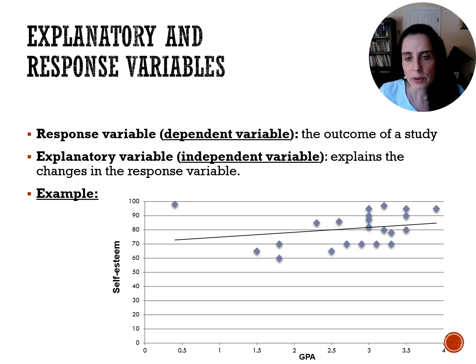To continue with our example, if we want to predict self-esteem based on GPA, we must first create a plot and put GPA on the x-axis because this is our predictor, and our independent variable, self-esteem, on the y-axis because this is our dependent variable.